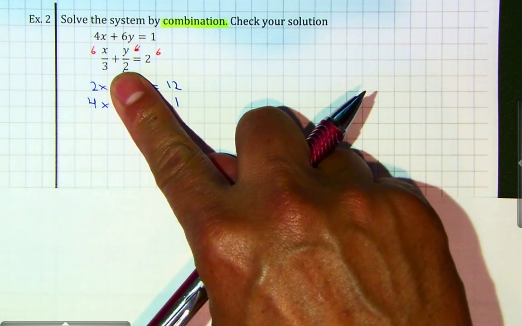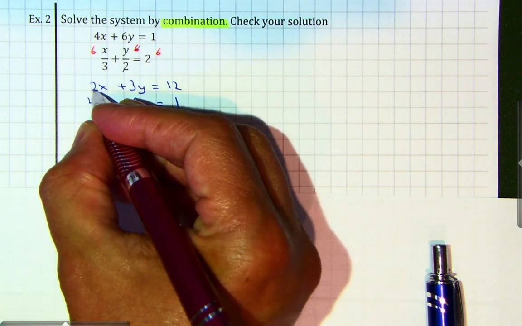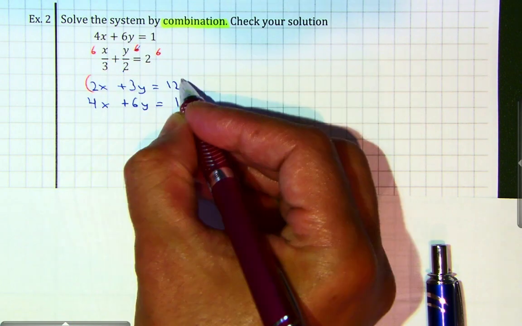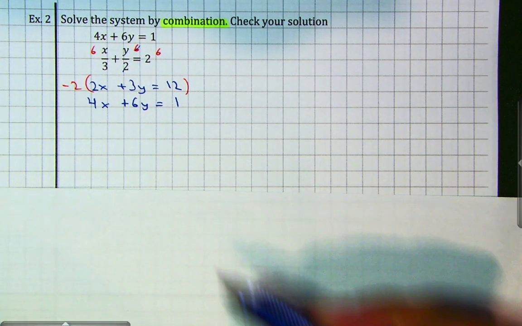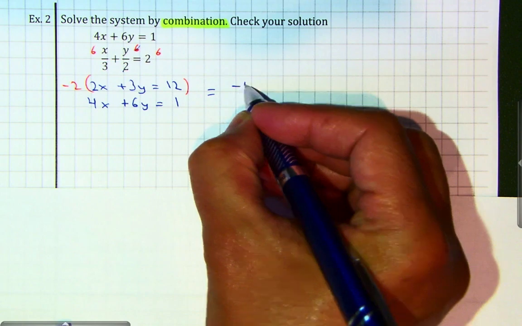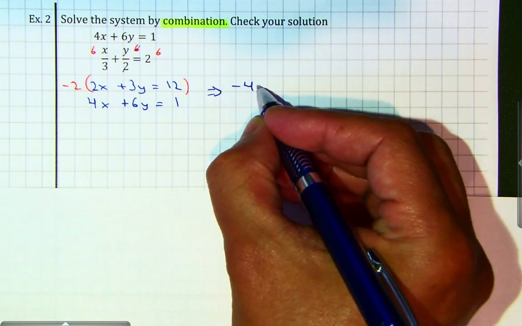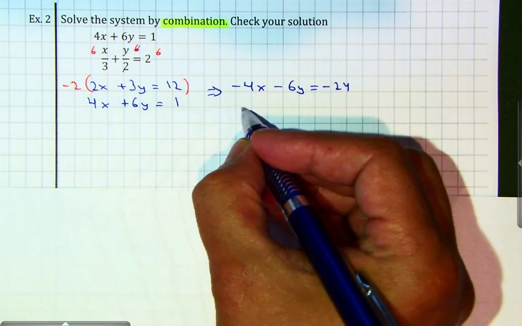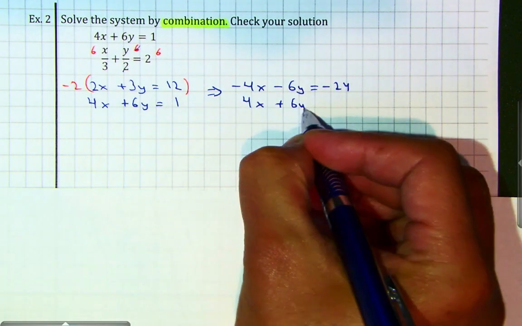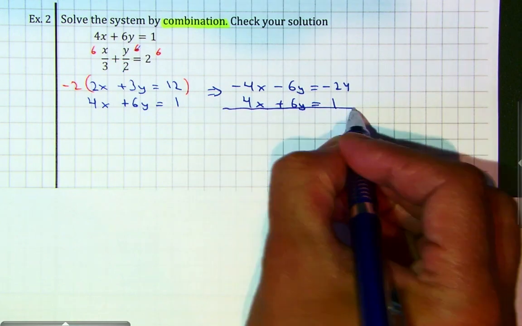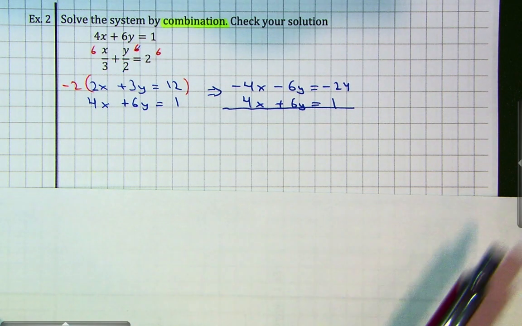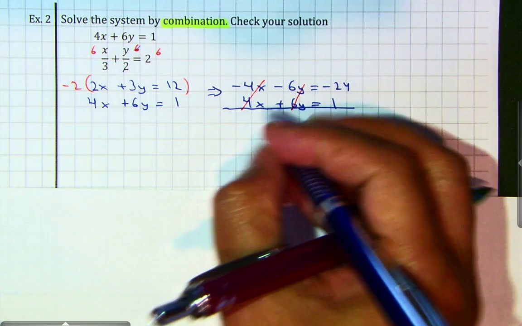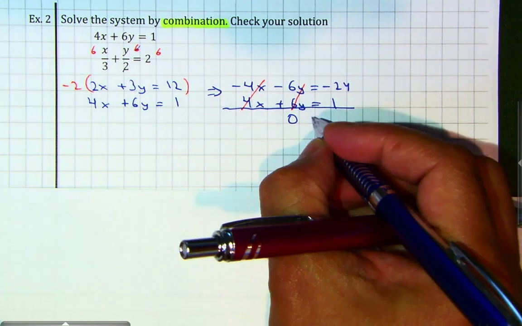In order to cancel the x's, I need to multiply that first equation, or the 2x, by negative 2. Because in order for them to cancel, they need to have different signs but the same number. Second equation will stay exactly the same. Therefore, my x's cancel, my y's cancel. There's nothing left on the left, so therefore we have a 0. And on the right, we have negative 23.